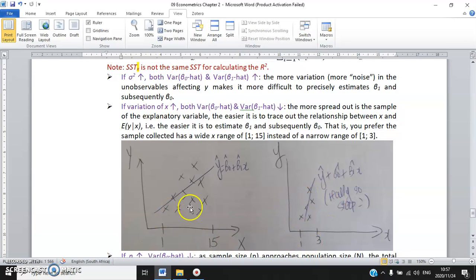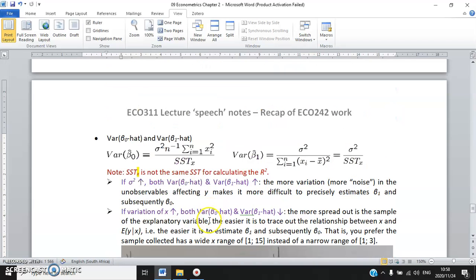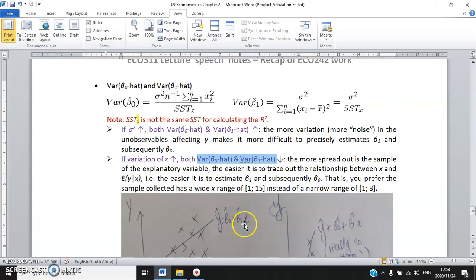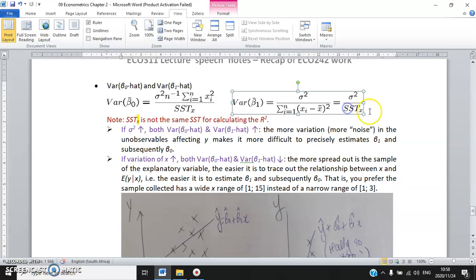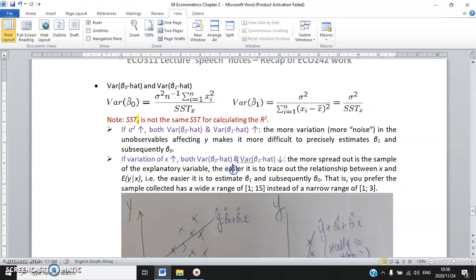So I think we can more accurately estimate the slope parameter if we have a wider range of x. And if we can estimate B1 hat more precisely, then B0 hat would also be estimated more precisely. And of course, this is the important message: as the variation of x increases, meaning the total sum of square of x increases, both variance of B0 hat and the variance of B1 hat would drop.